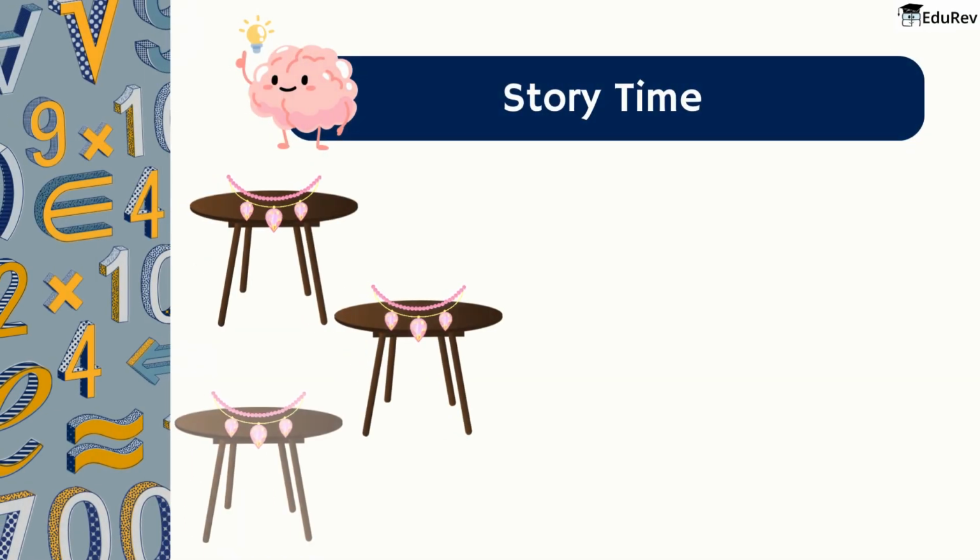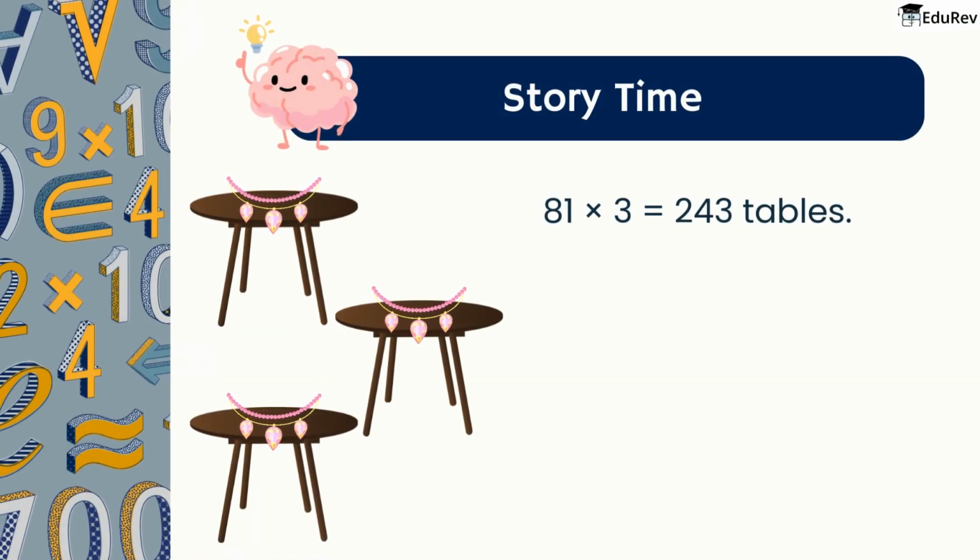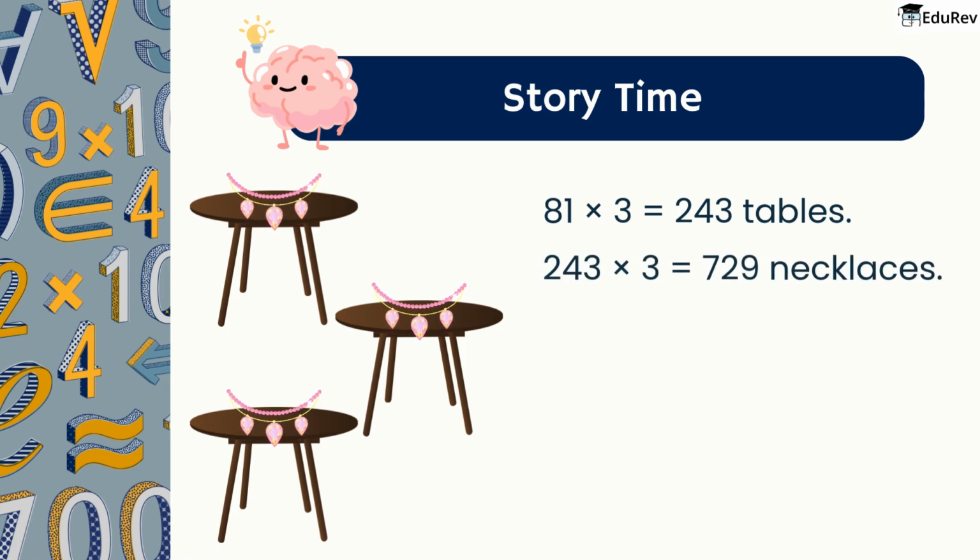Each room has 3 tables. So 81 times 3 equals 243 tables. Each table has 3 necklaces. So 243 times 3 equals 729 necklaces.